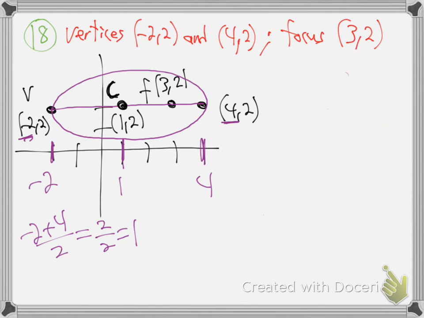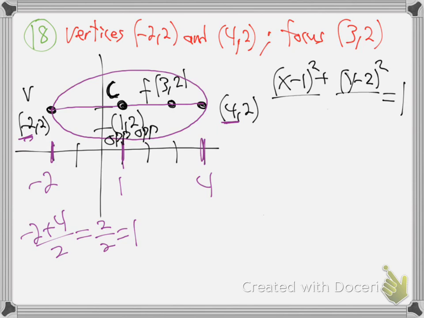So it's going to be opposite of 1 and opposite of 2. So (x minus 1) squared, (y minus 2) squared over, well, I don't know what it's over yet, over something, equals 1. We good so far? Opposite, opposite. Opposite of 1 is minus 1, opposite of 2 is minus 2. Good. Now, how do we find out what goes underneath?